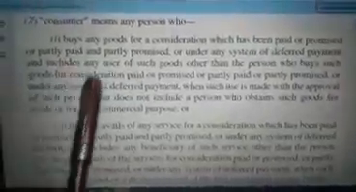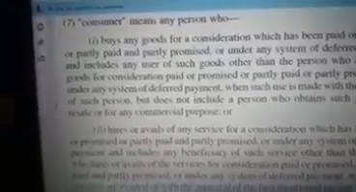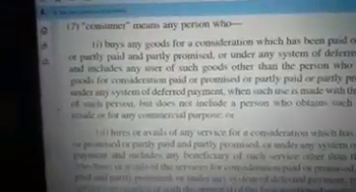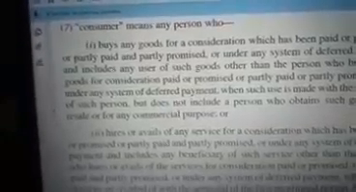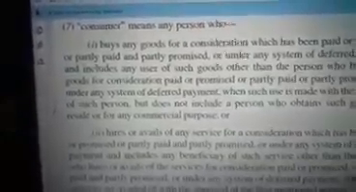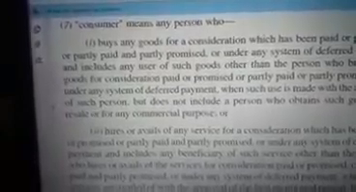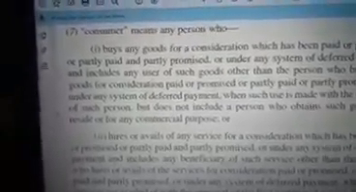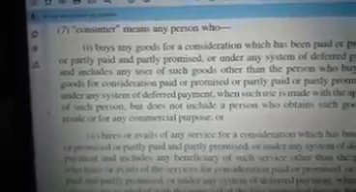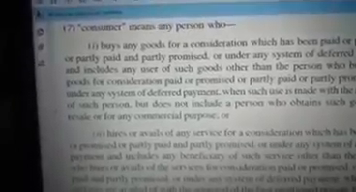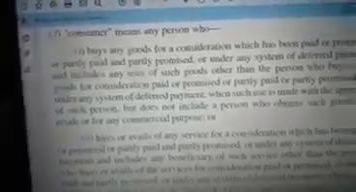The second half of this paragraph says that consumer also includes any user of such goods other than the person who buys such goods. This line generally distinguishes between the user and the buyer. Suppose a father bought a scooty for his son, he is going to gift the scooty to his son. Here the father paid the consideration, so he is the buyer of that scooty. But the scooty is being used by his son, who is the user here.